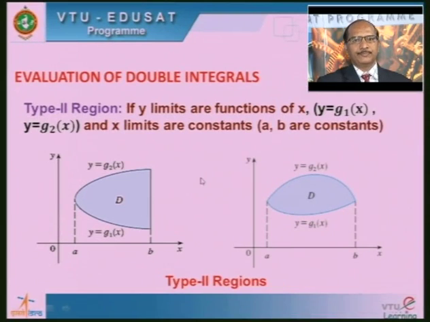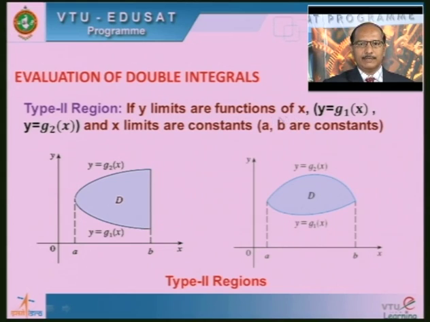Now, coming to the other types of regions. We have discussed the constant limits and their evaluation. If the limits are constants, the region in the xy plane is a rectangular or square region. That was easy to evaluate, integrating first with respect to x, then with respect to y, or vice versa. Now, in another type of region, the y limits are functions of x.